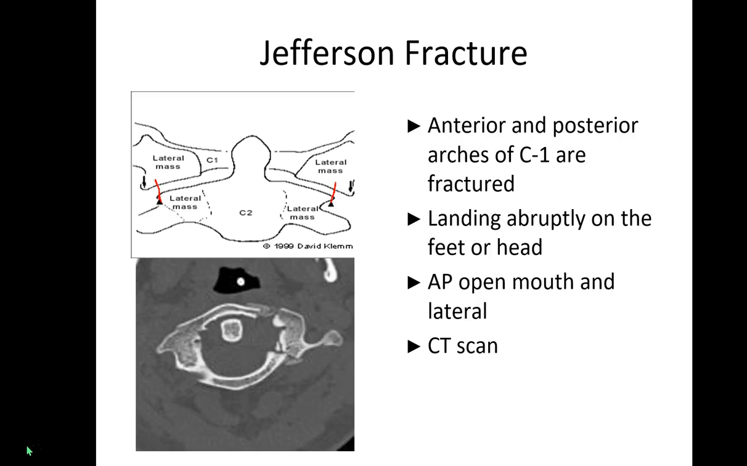The AP open mouth projection and a lateral C-spine projection will best demonstrate this fracture, but let's be real, they're going to go right to CT for the best images, and that's what you can see here. So here's the dens. So here's the anterior arch of C1, here's the posterior arch of C1, and you can see there's several fractures here.